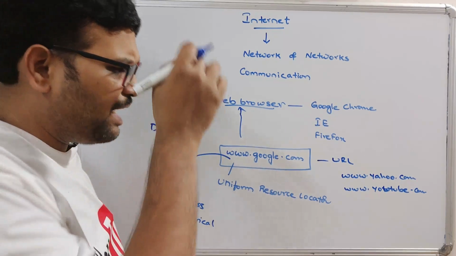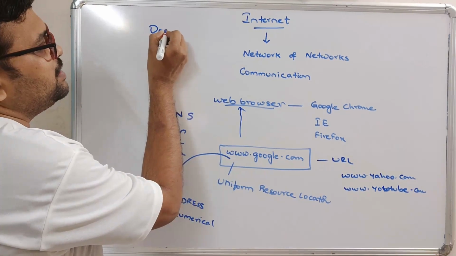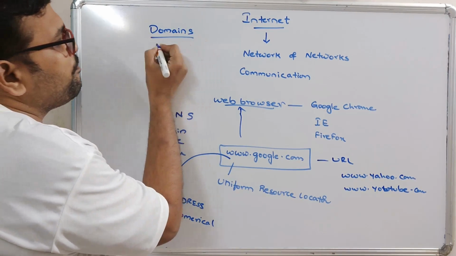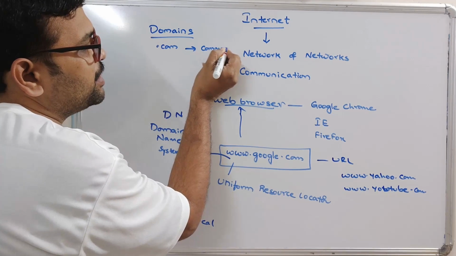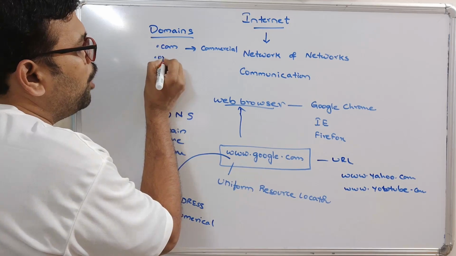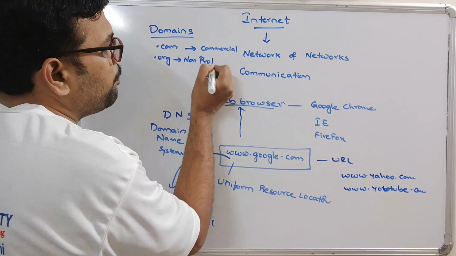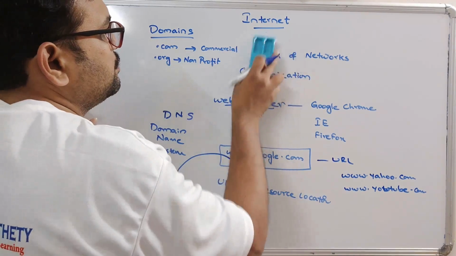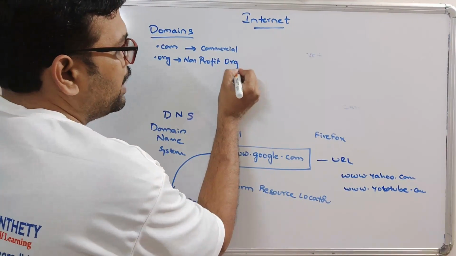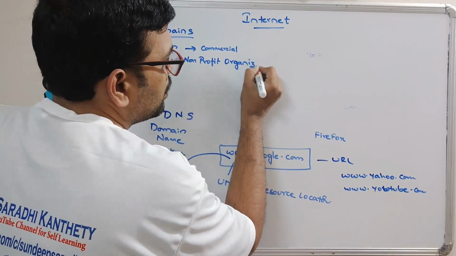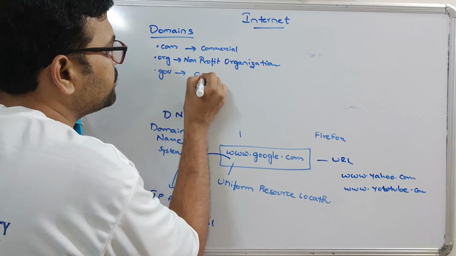Domain name system. So for every URL there will be some domains. Domains means, see, .com, if it is a .com, that gives a commercial website, commercial. .org is nothing but a non-profit organization. Similarly, .gov is for government websites.